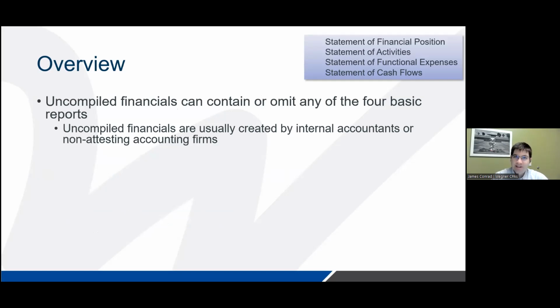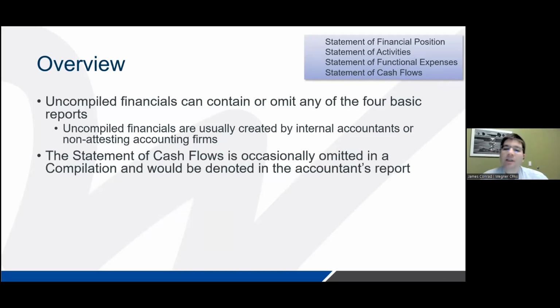So uncompiled financials, as I mentioned, they are basically the lowest tier of service. Usually made by internal accountants or non-attesting accounting firms, they're basically your management reports. Occasionally, the statement of cash flows will be omitted in a compilation, and that would be denoted in the accountant's report. Your uncompiled financials will most likely not have your statement of cash flows either.